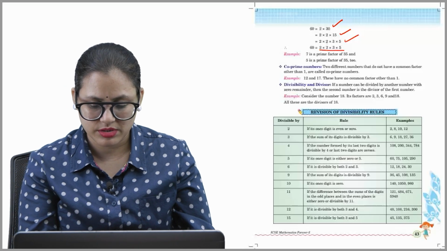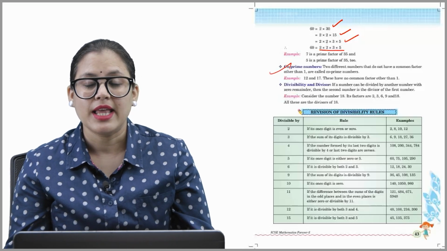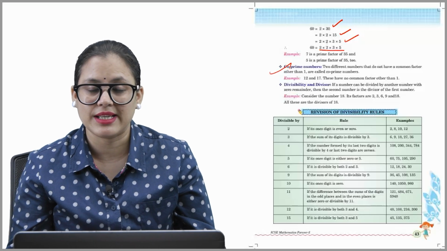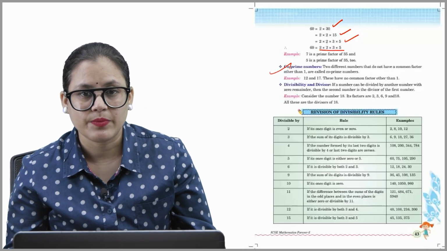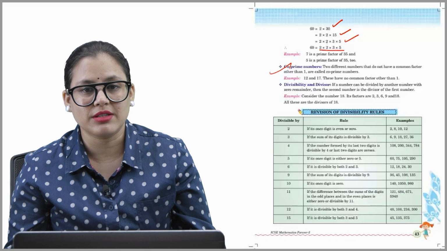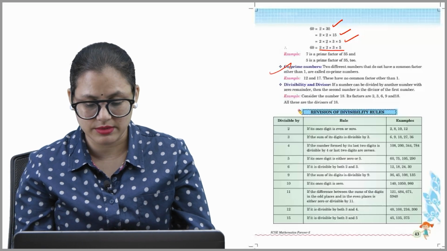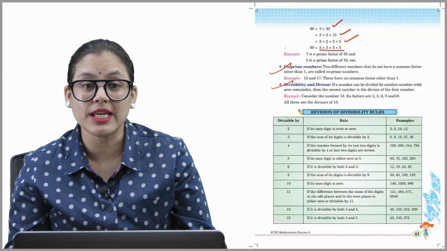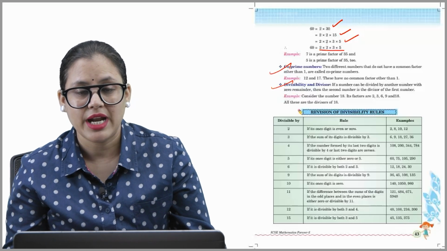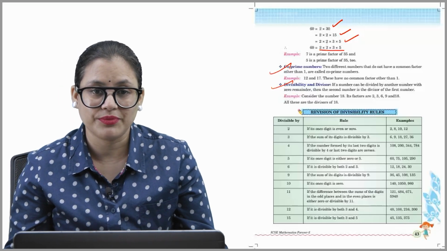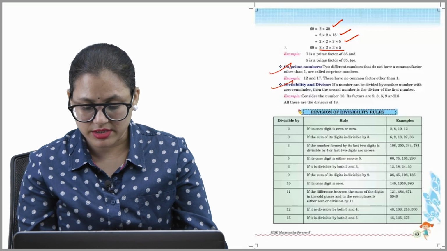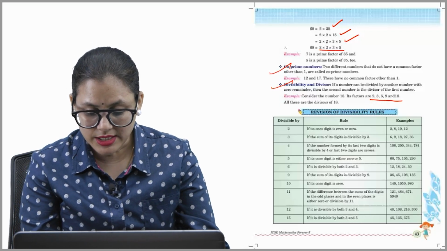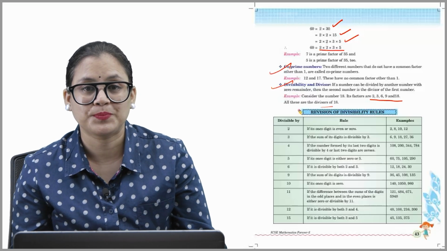Next, co-prime numbers. Two different numbers that do not have a common factor other than 1 are called co-prime numbers. Example, 12 and 17. These have no common factor other than 1. Divisibility and divisor: if a number can be divided by another number with 0 remainder, then the second number is the divisor of the first number. Consider the number 18. Its factors are 1, 2, 3, 6, 9 and 18. So, all these are the divisors of 18.